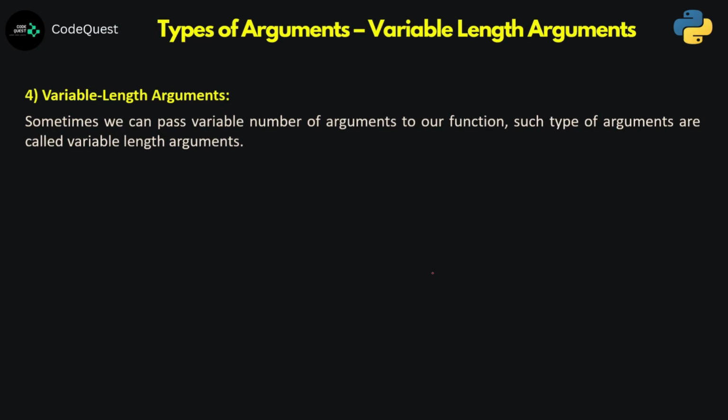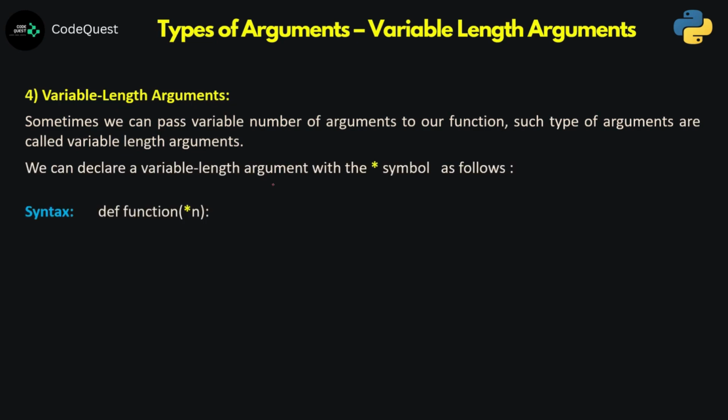Sometimes we can pass a variable number of arguments to our function. In any other programming language, the number of arguments written during the definition of the function is exactly the number of arguments we are supposed to pass. But sometimes we do not know how many arguments we are supposed to pass. In that case, we can take the help of variable length arguments.